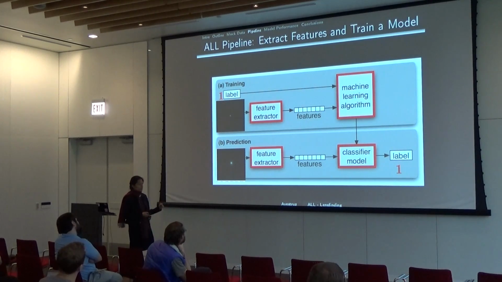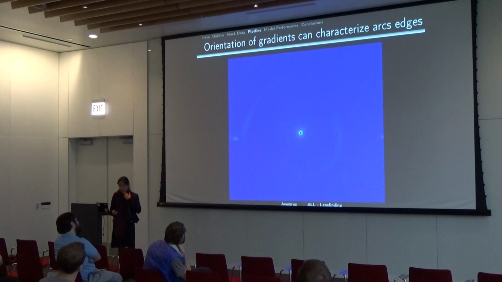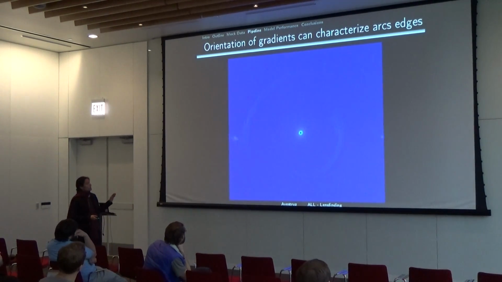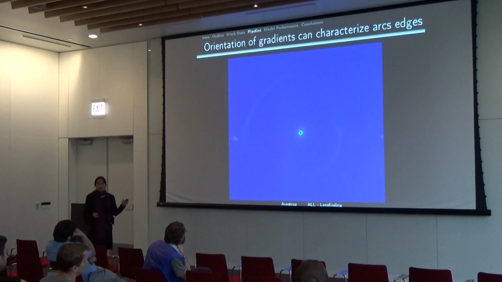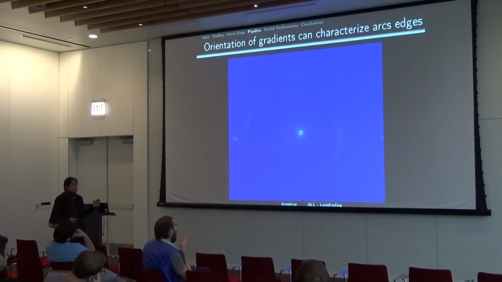So the feature extraction method that we use is an edge detection. The reason we use an edge detection method, I'm just going to sort of illustrate with a cartoon example here. But you can think of the orientation of gradients in an image of a strong lensing system to be able to characterize the arc edges.